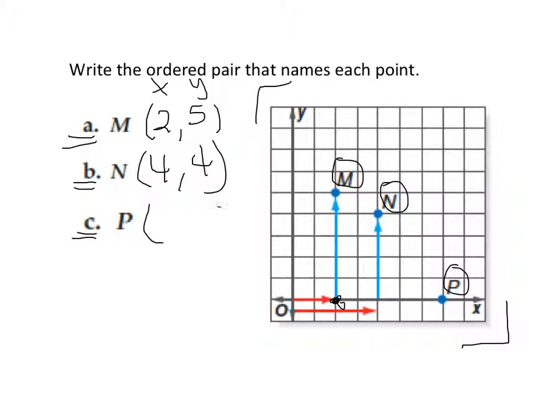Last but not least, C says find the ordered pair for P. So for P, I start at the origin, and I count from the origin to where P is on the x-axis. 1, 2, 3, 4, 5, 6, 7. So I went to the right 7 spaces. I notice that P does not rise above 0. It stays on the x-axis, so that's a good clue that y is 0.